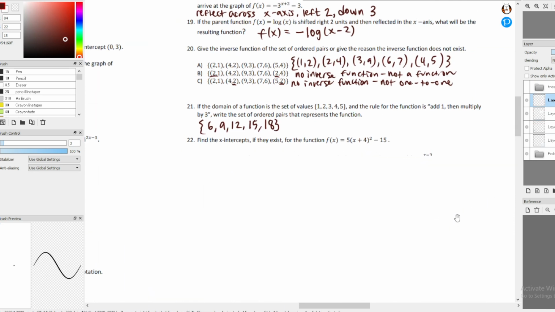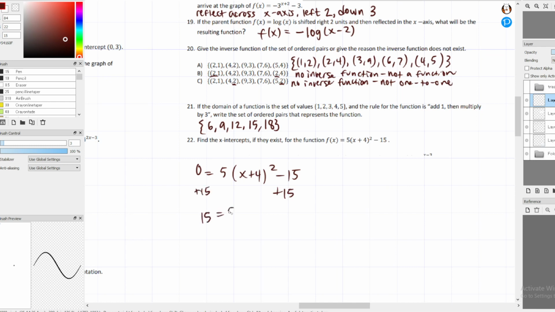22 says find the x-intercepts if they exist for the function f of x equals 5 times (x plus 4) squared minus 15. So to find x-intercepts, we need to set the equation equal to 0. So 0 is equal to 5 times (x plus 4) squared minus 15. We want x by itself, so we're going to move 15 over. So 15 is equal to 5 times (x plus 4) squared. We're going to divide both sides by 5. We'll get 3 is equal to (x plus 4) squared.